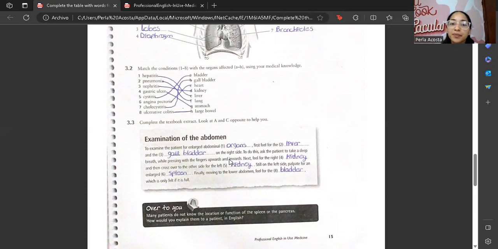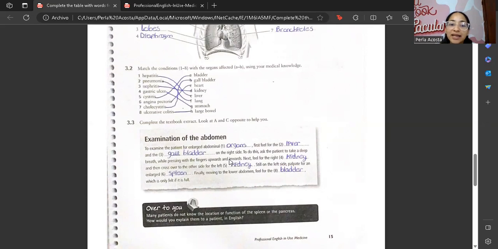Pneumonia, and the organ affected is the lung. And number 3 is nephritis. The organ affected is the kidney. Number 4, gastric ulcer. The organ affected is the stomach. Number 5, cystitis. The organ affected is the bladder. It is an inflammation of the bladder.